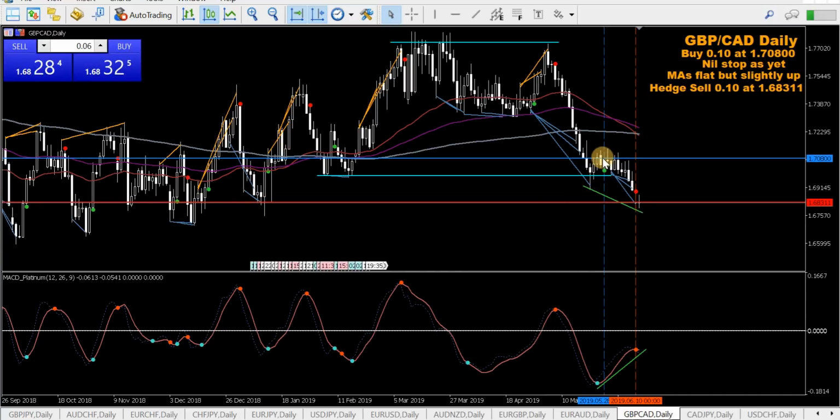Pound CAD. Bought here initially. There's a support level there, you can see. The MAs are starting to tighten up. So it was basically based on that double bottom, that support level. Took the buy, didn't really go anywhere, now it's dropped away. I don't like risking too much with the pound pairs, so I took the hedge sell this morning.